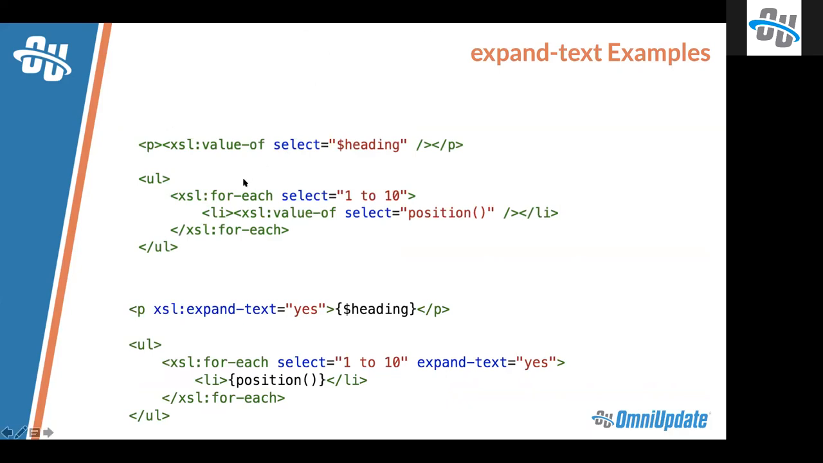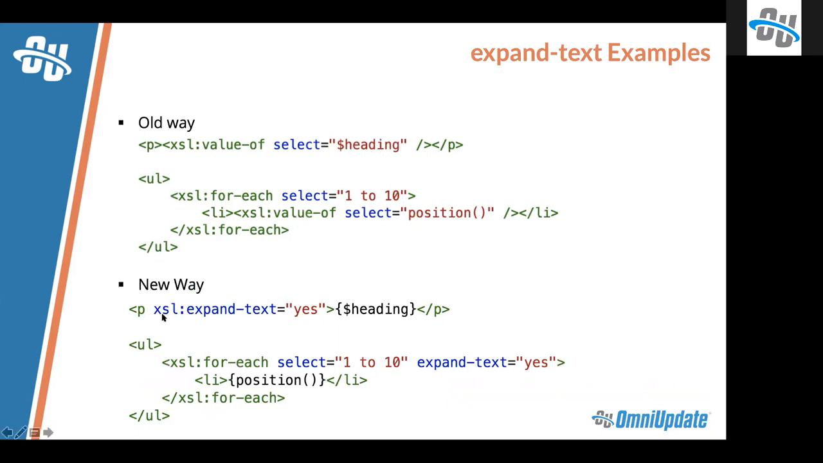As you can see, this is the old way here at the top. You do XSL value-of, we have a value of heading, and then it's just wrapped in a paragraph. Then we also have a simple loop that's going to count 1 to 10. There's a function in XSL called position, so we're basically just outputting 1, 2, 3, 4, all the way up to 10.